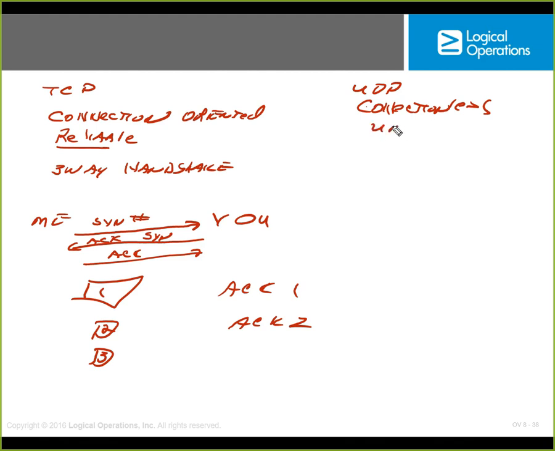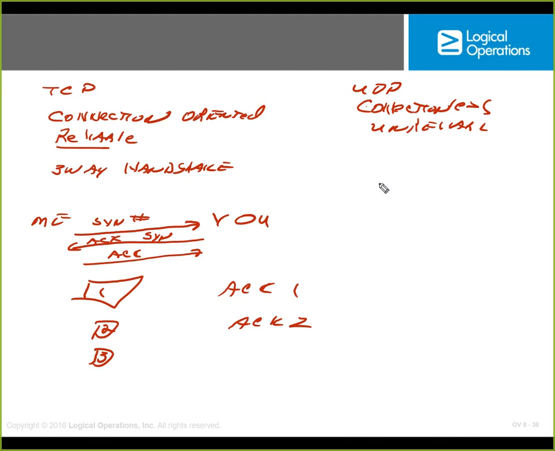UDP is called connectionless and unreliable. It doesn't have any of these mechanisms. It doesn't acknowledge anything. It doesn't establish a connection before it starts. It just kind of starts having the conversation before the connection is established. It's kind of like probably some conversations that you've had in your life.